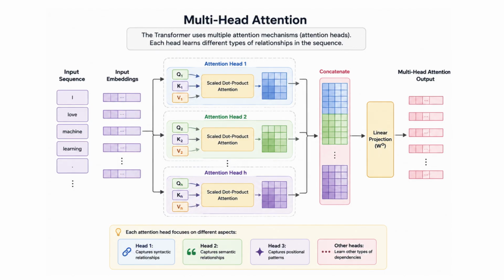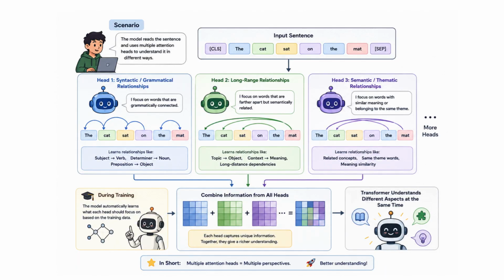The transformer doesn't use just one attention mechanism. It uses multiple attention mechanisms called attention heads, and together they form multi-head attention. Each attention head can learn different types of relationships within the sequence. For example, one head might learn relationships between words that are grammatically connected, while another might focus on relationships between words that are farther apart. The model learns these relationships automatically during training. By combining information from multiple attention heads, the transformer can understand different aspects of the same input at the same time.